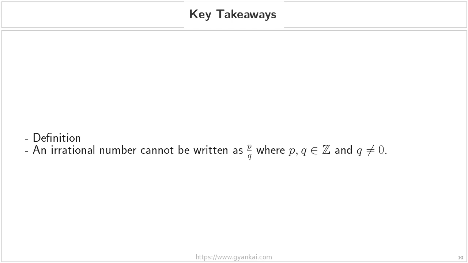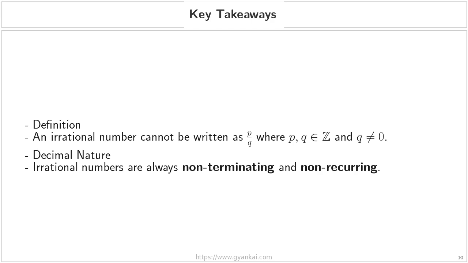Next, let's look at their decimal nature. This is a very reliable way to identify them. Unlike the rational numbers we looked at earlier, which either end or settle into a repeating loop, irrational numbers are always non-terminating and non-recurring. This means the digits go on forever and never settle into a predictable, repeating cycle.